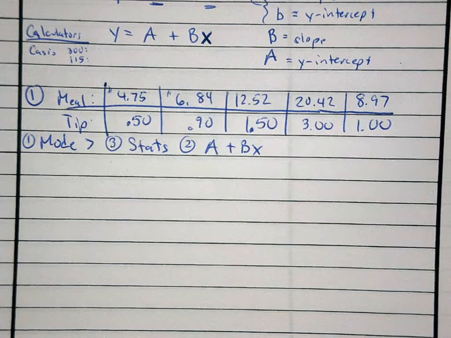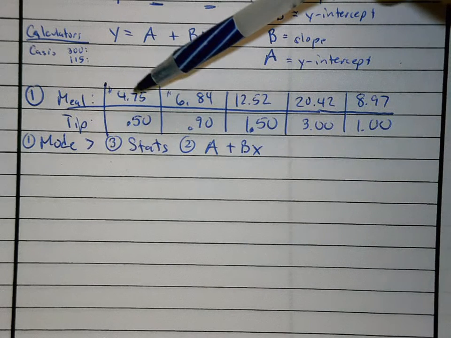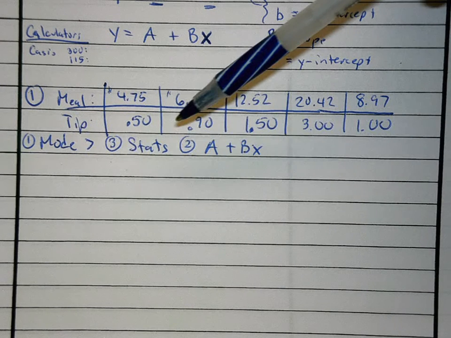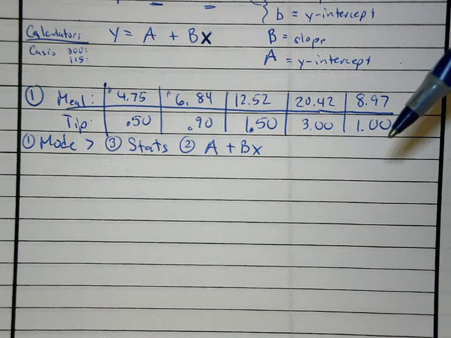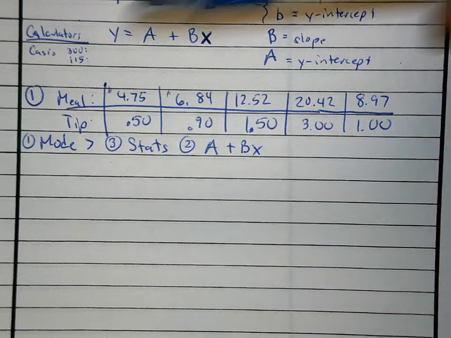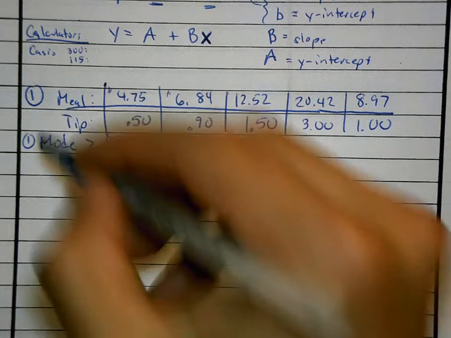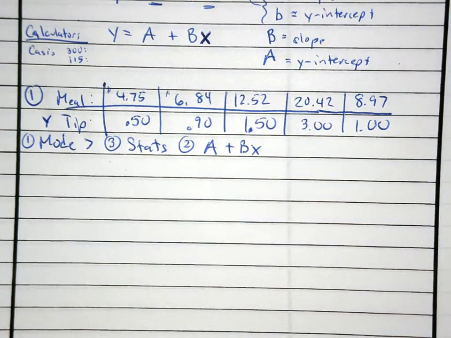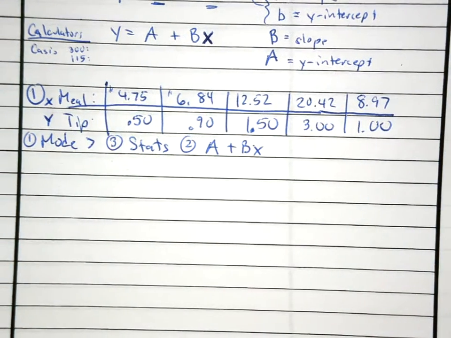So you have to know which one is your X and which one is your Y. Which one depends on the other. Does the meal cost depend on how much tip there is? Or does how much tip there is depend on how much the meal cost? Do you know which one is dependent? Meal or tip? Tip depends on your meal cost. If it depends on it, it's your Y coordinate. You have to make that decision. X is your meal.